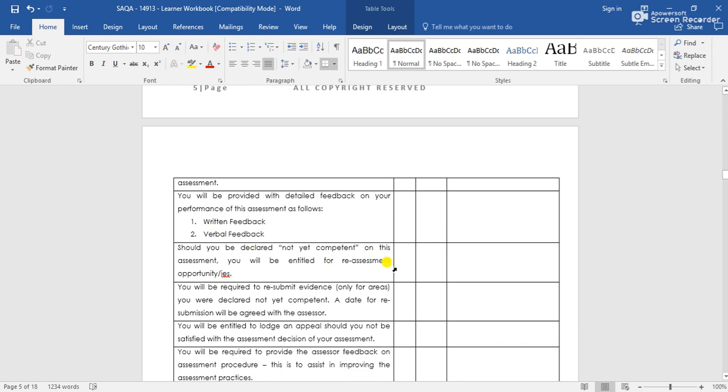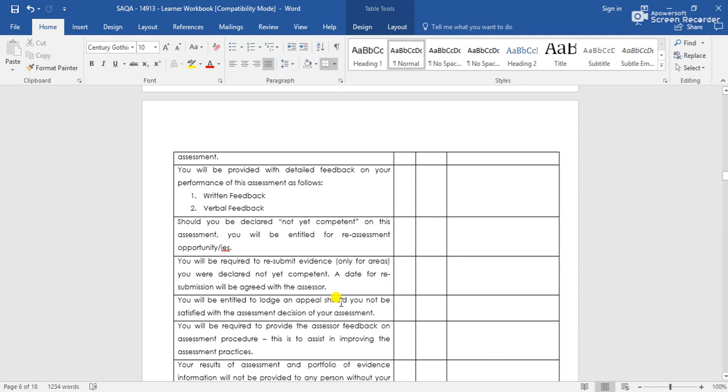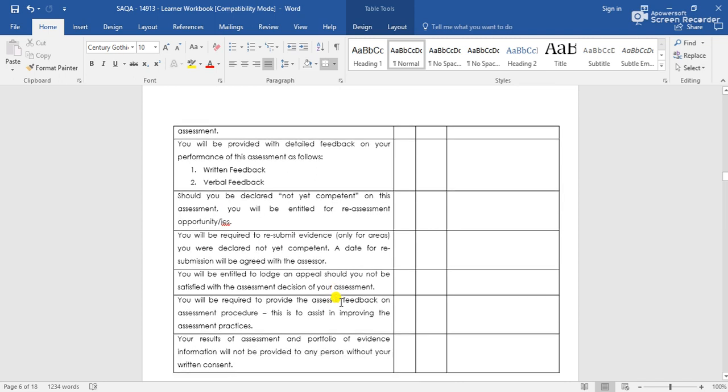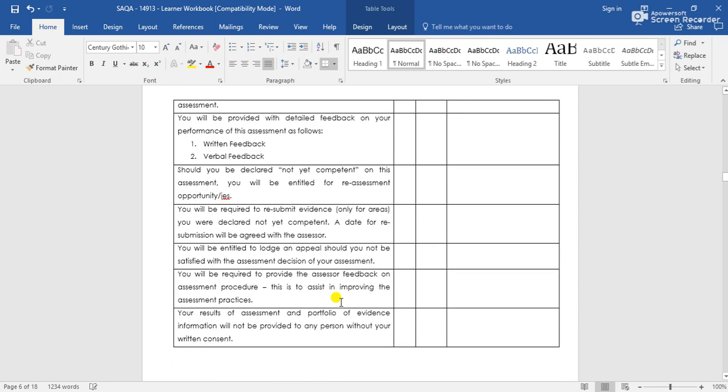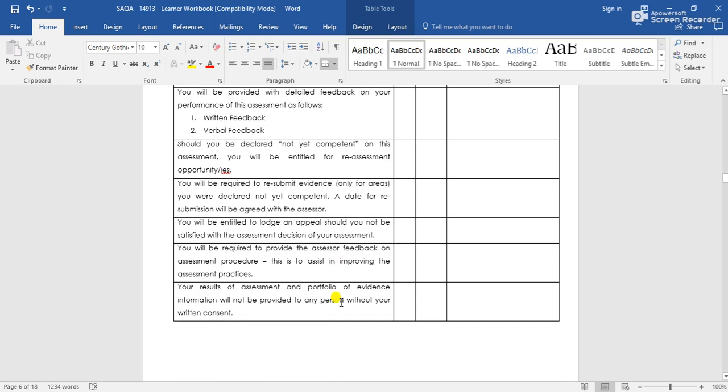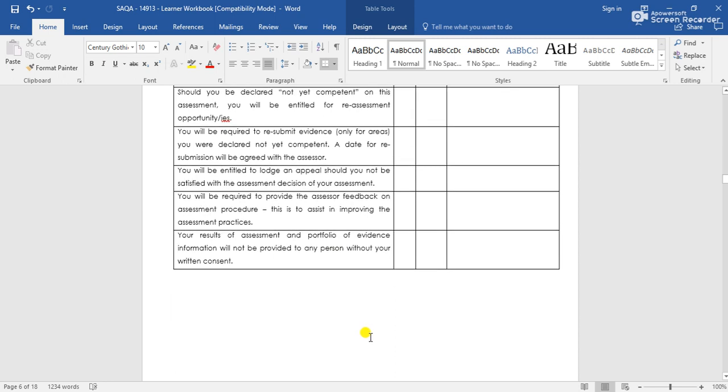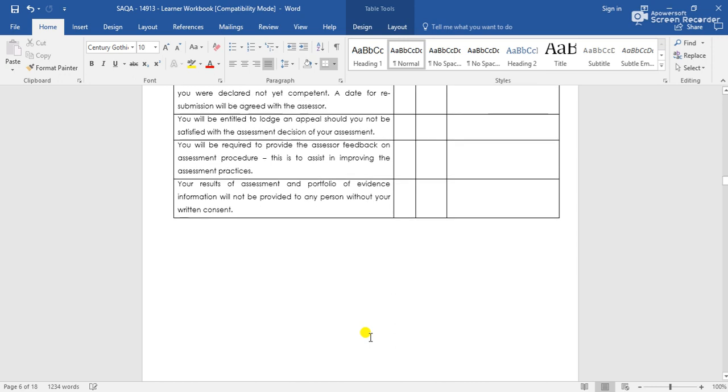Should you be declared not yet competent on this assessment, you'll be entitled to reassessment opportunities. You'll be required to resubmit evidence only for areas where you were declared not yet competent. A date for the resubmission will be agreed with the assessor. You will be entitled to lodge an appeal should you not be satisfied with the assessment decision. You'll be required to provide assessor feedback on the assessment procedure, to assist in improving the assessment practices. Your results of assessment and portfolio of evidence information will not be provided to any person without your written consent.